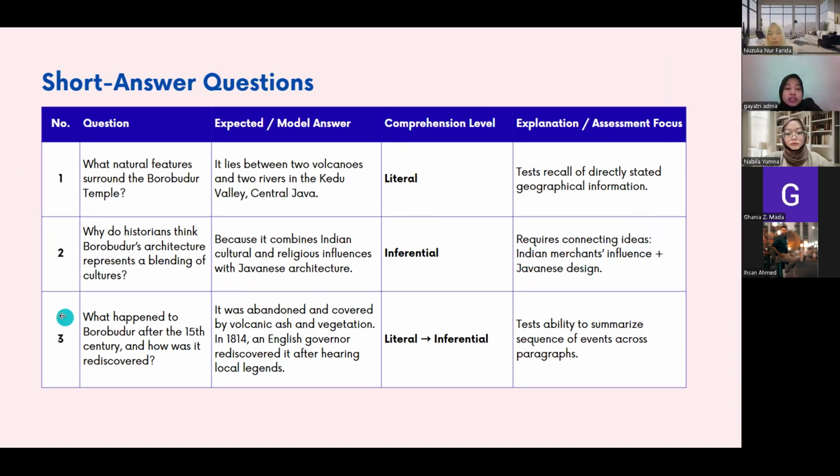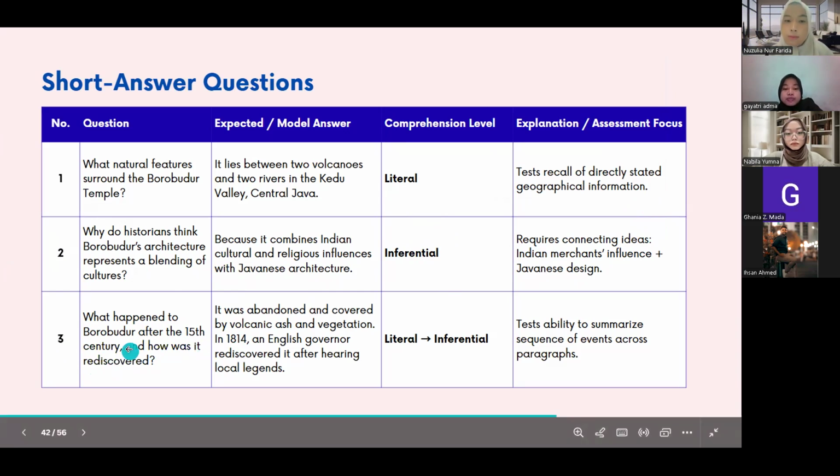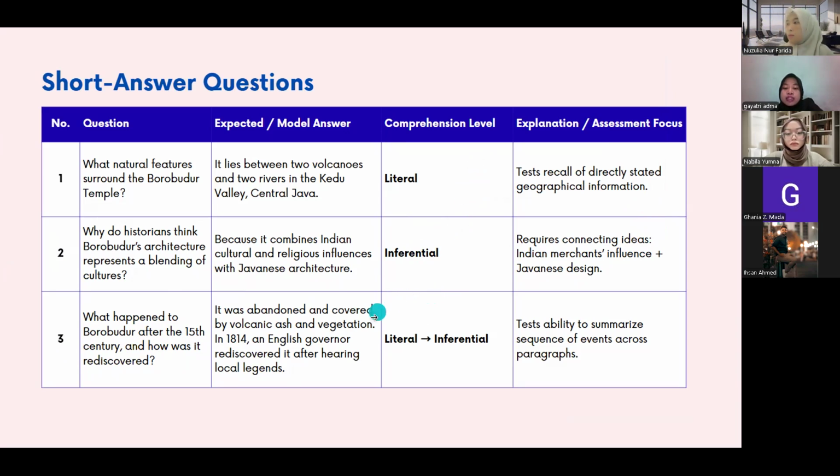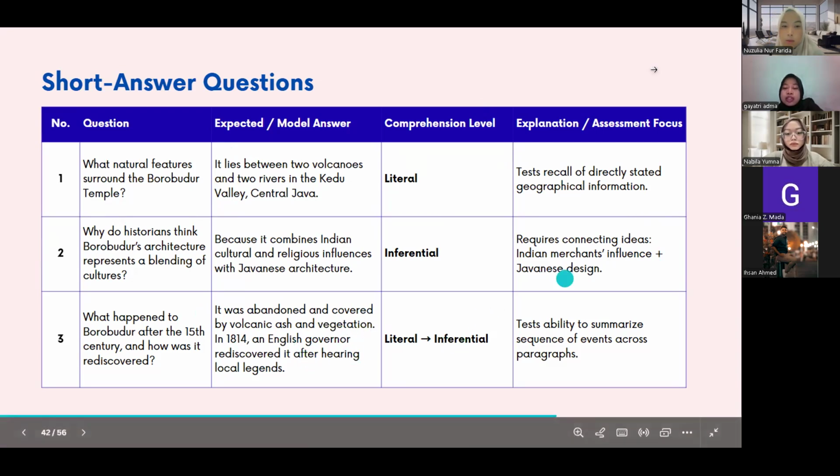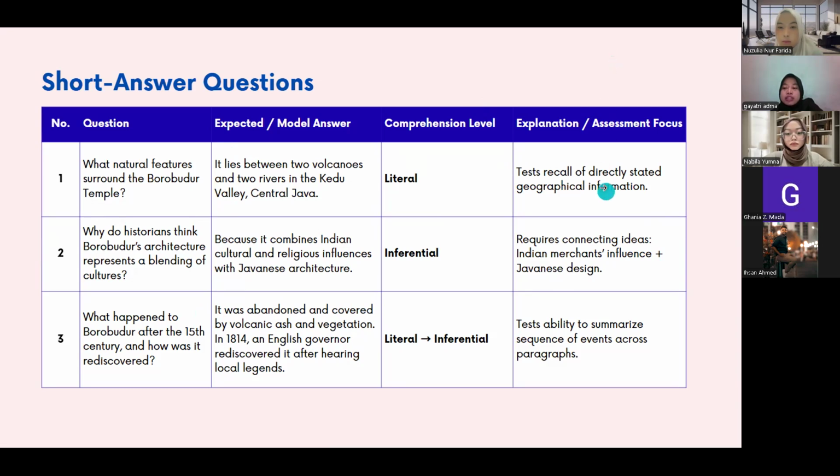And then the third one, what happened to Borobudur after the 15th century and how was it rediscovered? This is an example of the literal to inferential comprehension level, and the students are expected to answer like this: it was abandoned and covered by volcanic ash and vegetation, and so on. And then the test is to assess the students' ability to summarize a sequence of events across the paragraphs.